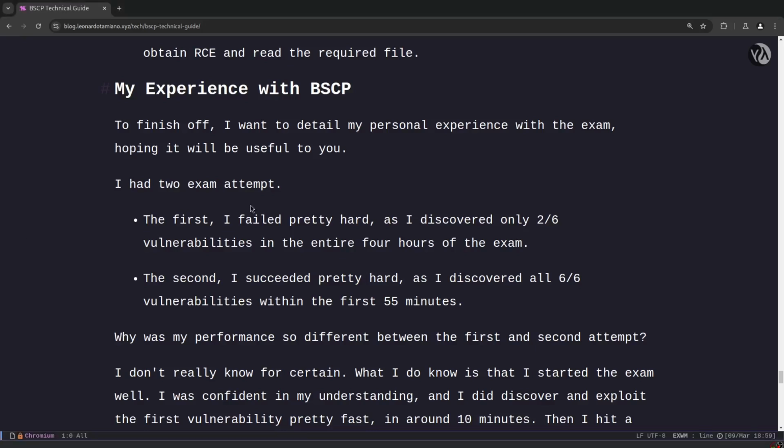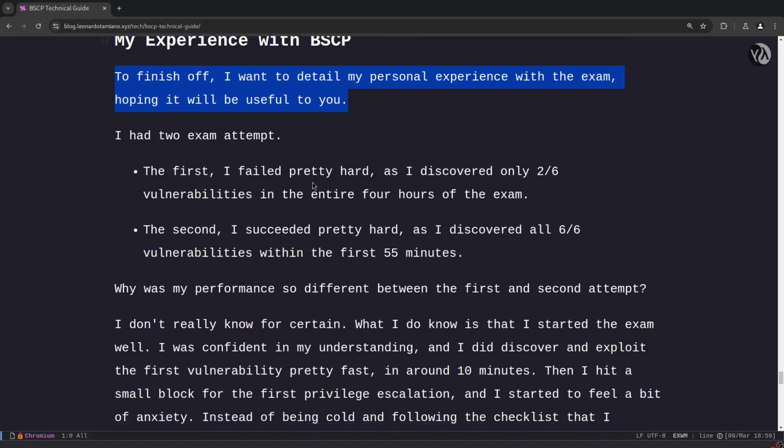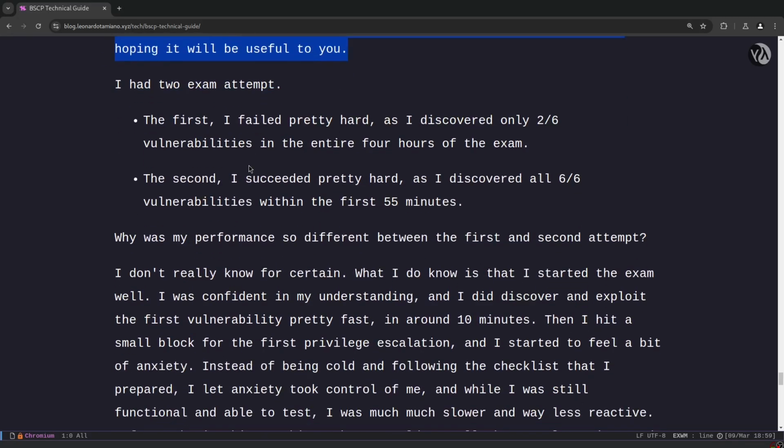So let's start discussing my experience with BSCP. Now to finish off, I want to detail my personal experience with the exam, hoping it will be useful. I had 2 exam attempts and this is a very important thing to mention. The first attempt I failed, and I would say I failed pretty hard, because in the exam you have to find 6 vulnerabilities over 2 applications. So each application has 3 specific vulnerabilities, and I only discovered 2 out of 6 vulnerabilities.